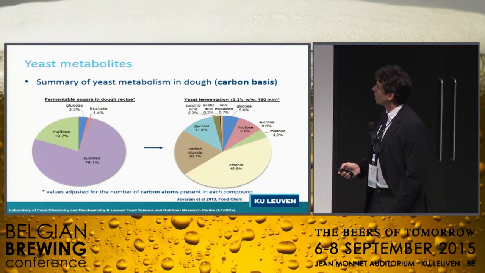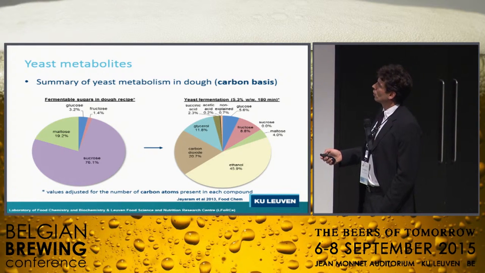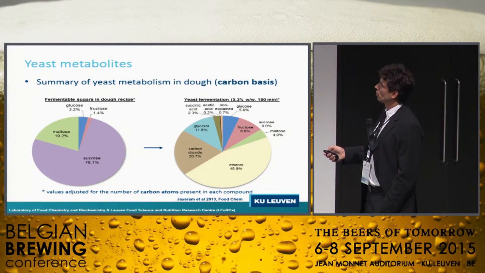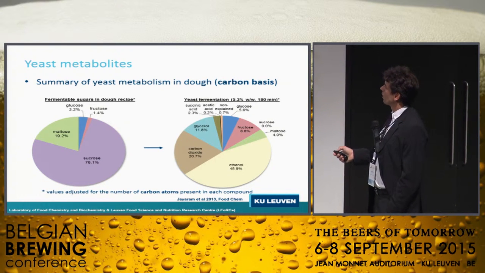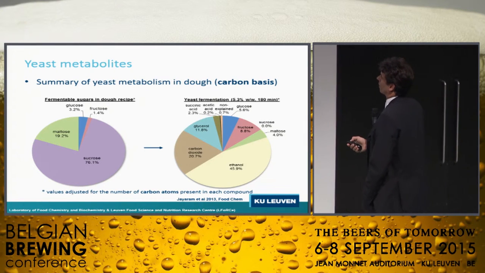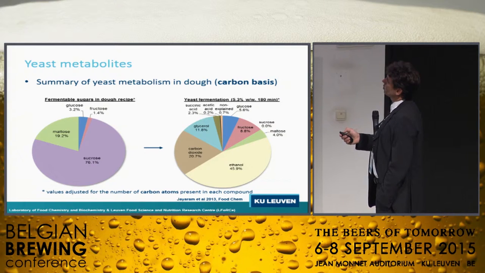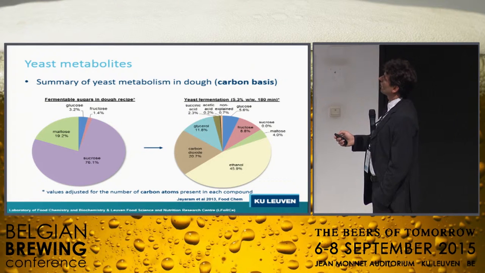What did we see? If we start with a dough to which sucrose has been added, sucrose would be the major component. We have maltose as fermentable sugars, glucose, fructose. And after 3 hours, 5% yeast, we obtain this on a carbon basis. So 45% ethanol carbon, 20% carbon in carbon dioxide, glycerol, of course, but also some of these nice little acids, succinic acid, acetic acid, in a rather strange ratio, 10 times more succinic acid in this example than here.